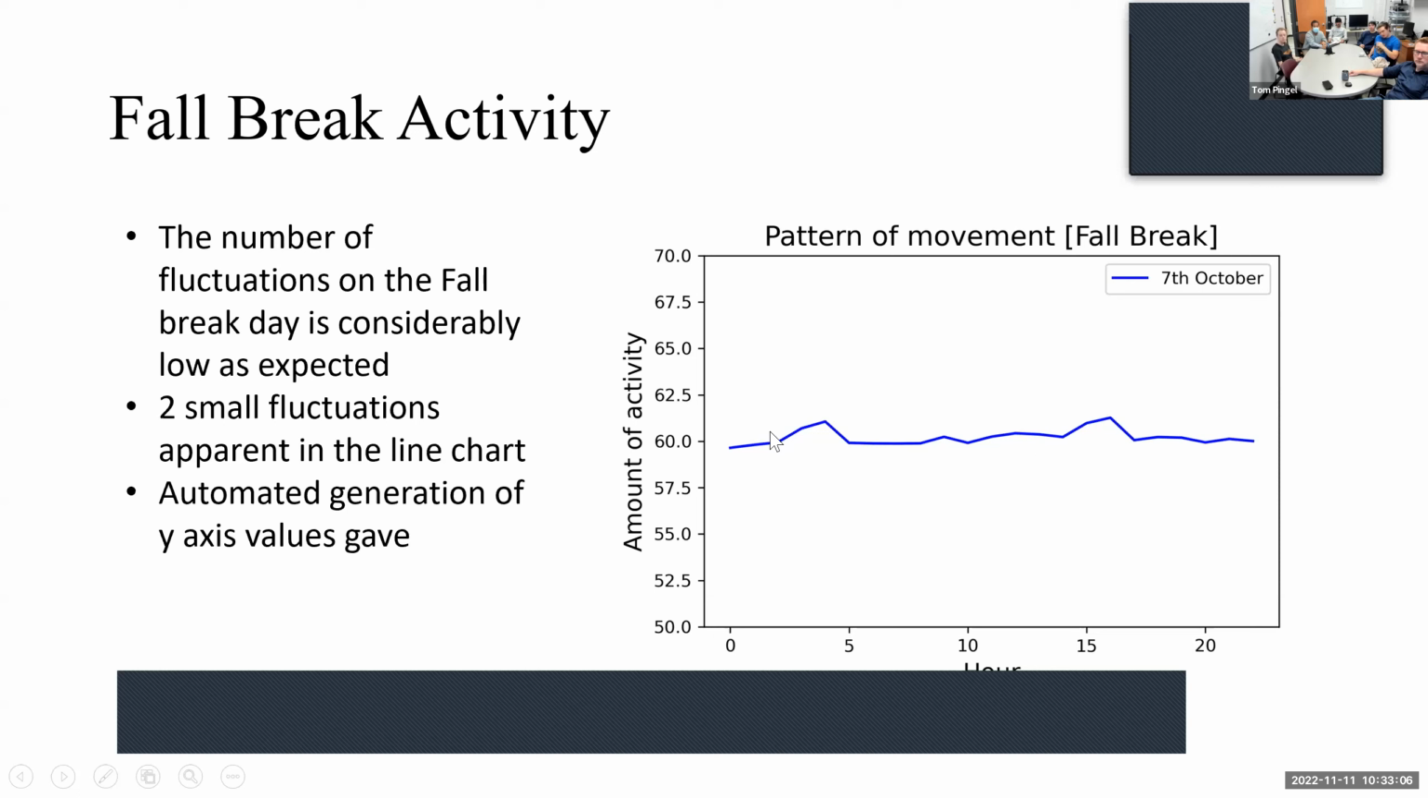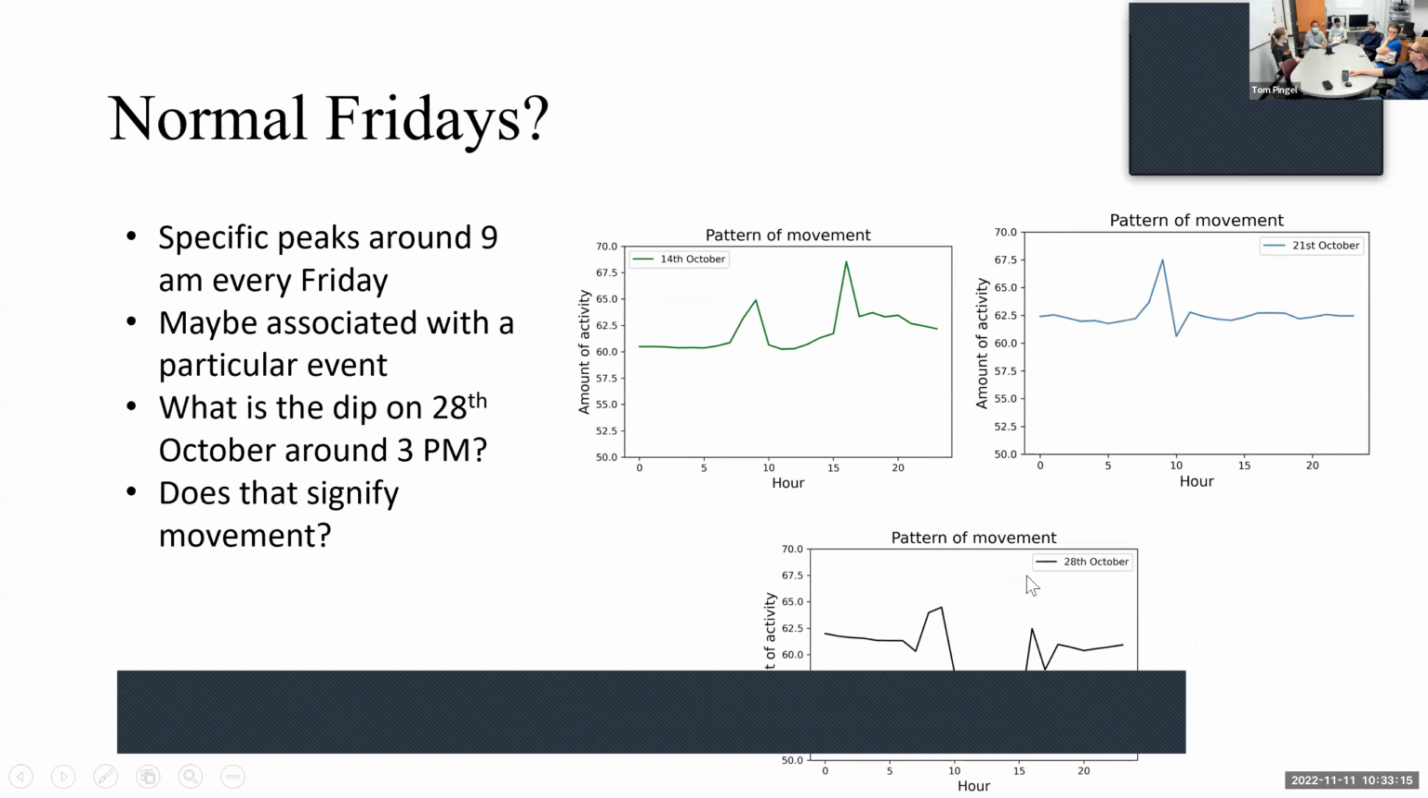There are small fluctuations around 4 a.m. It's a football game day, and then there's another one at 4-ish. So this is also the peak time we have got so far. The weird thing is this graph.